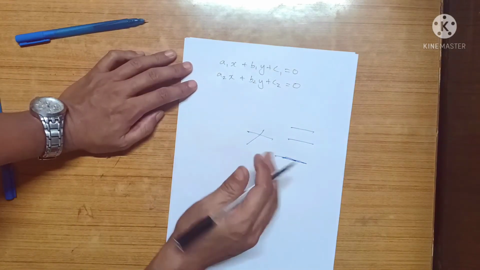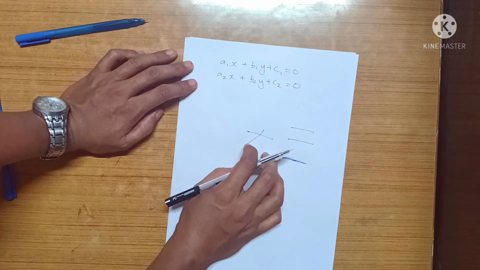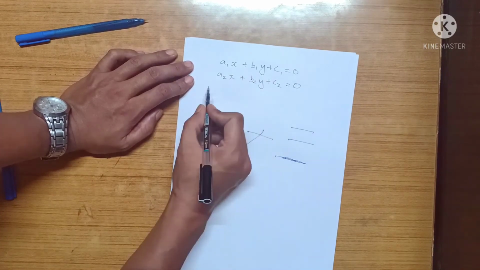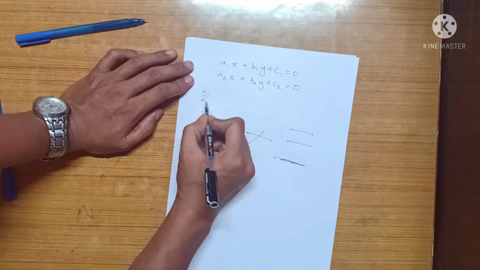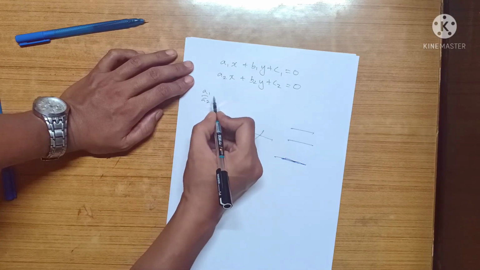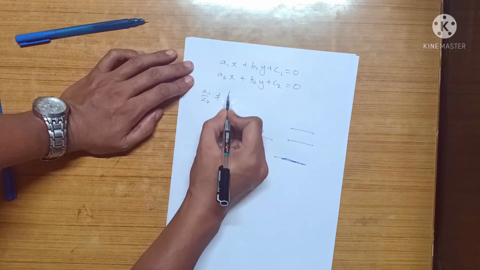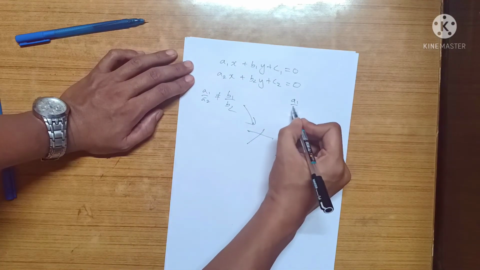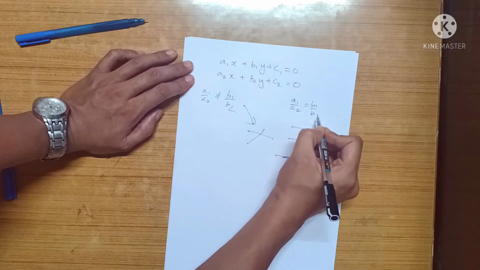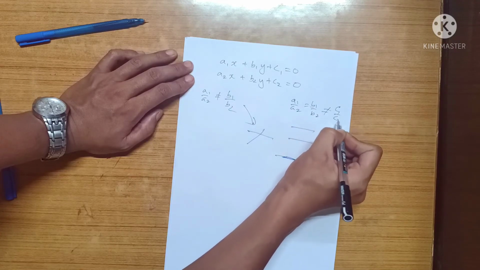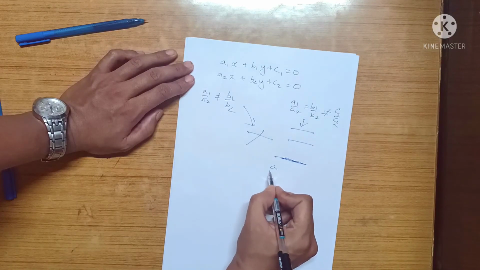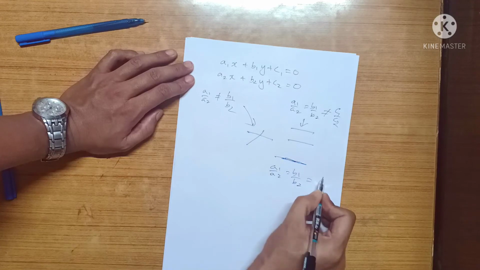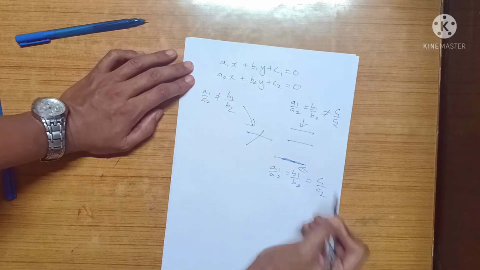So without drawing a graph, you can know about the lines by finding a1 by a2, and then b1 by b2. If it's not equal, then it's intersecting. If it's equal but not equal to the c ratio, then it's parallel. And if everything is equal to each other, then it will be coincident. I'm quite sure you all know this, but we're just revising.